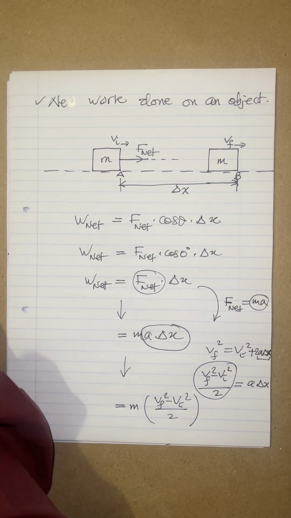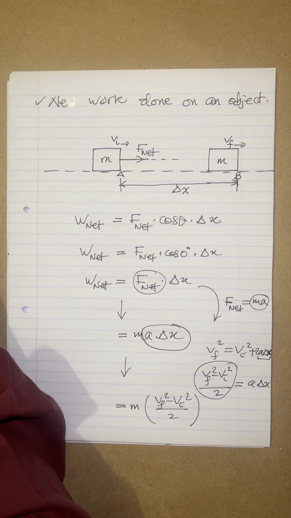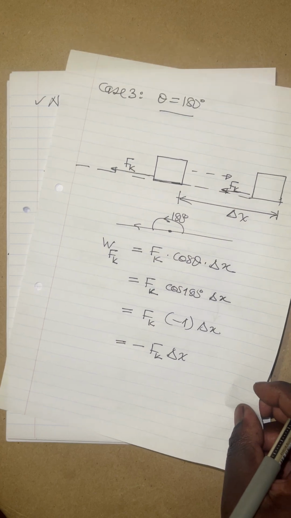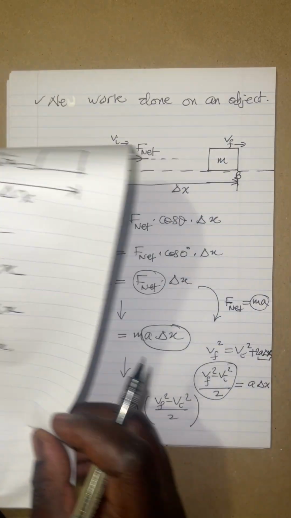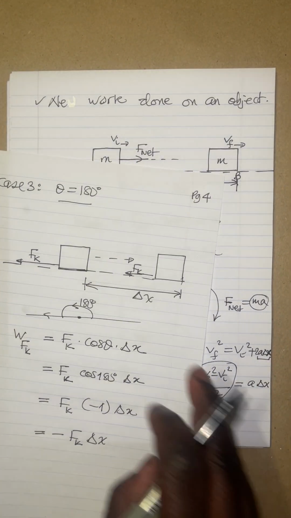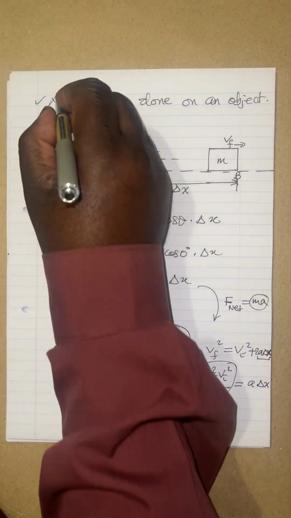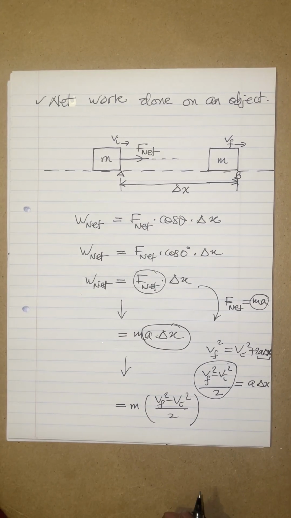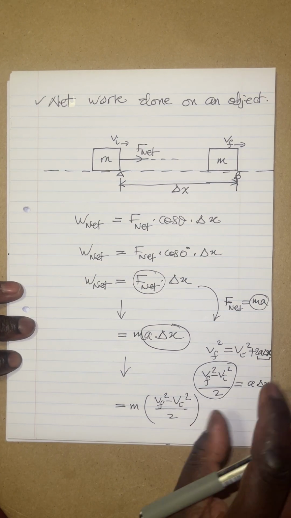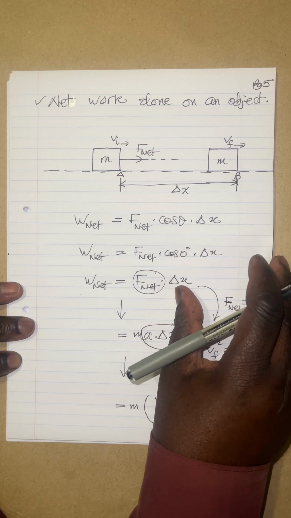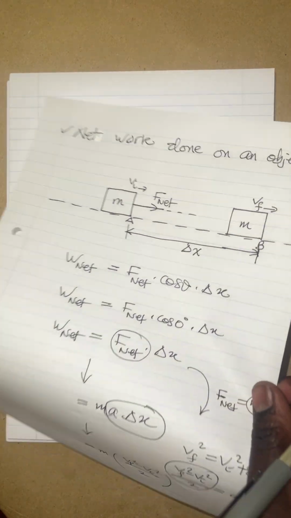My last page was page 4, because I ended up with work done by frictional force here as an example, case number 3, where the angle between the applied force and the direction of motion is 180 degrees. So here we're saying net work done, right? This is page 5 now, taking me to page 6.